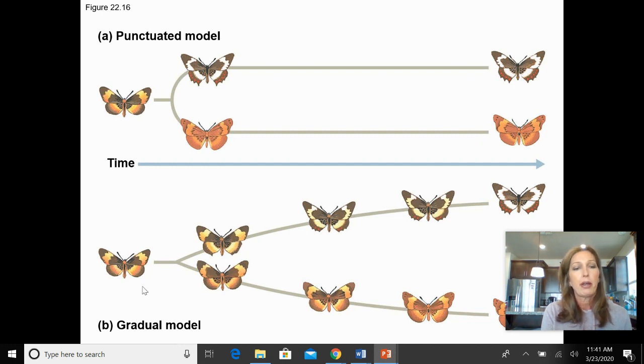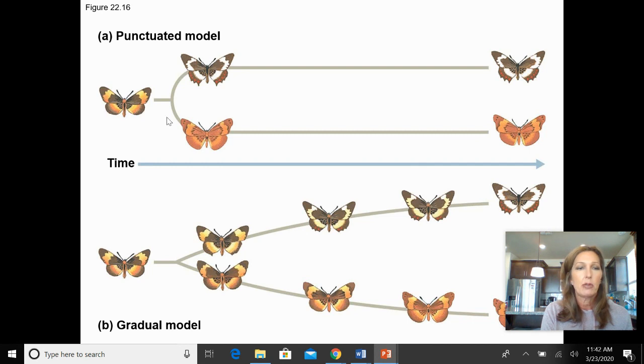Now, there is another model that's called the gradual model. With the gradual model, we're starting with our one population. There is a division in the population. And then there's a gradual accumulation of change that occurs as these two different populations are working independently. Both models do happen, but the majority of the time it's the punctuated model.